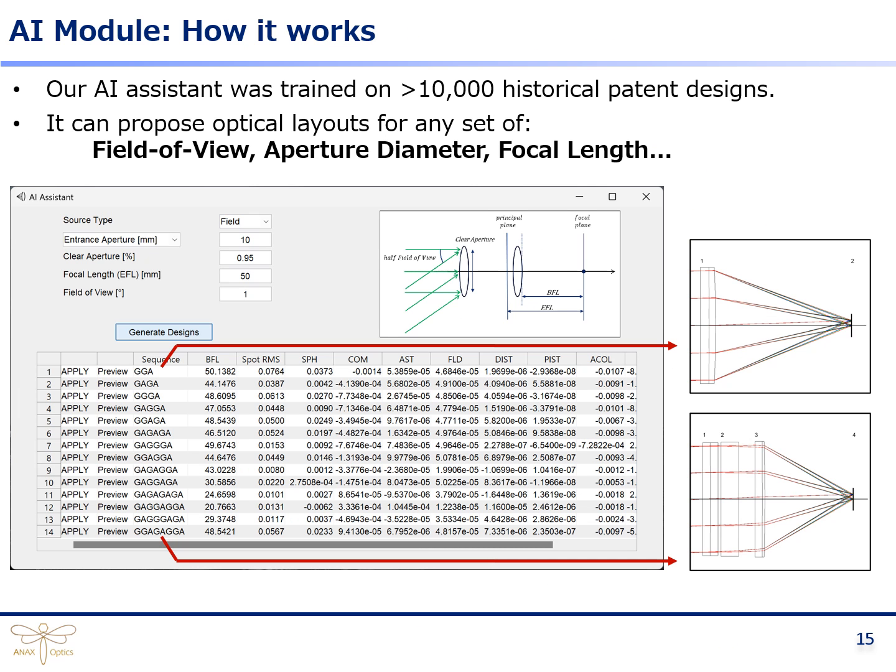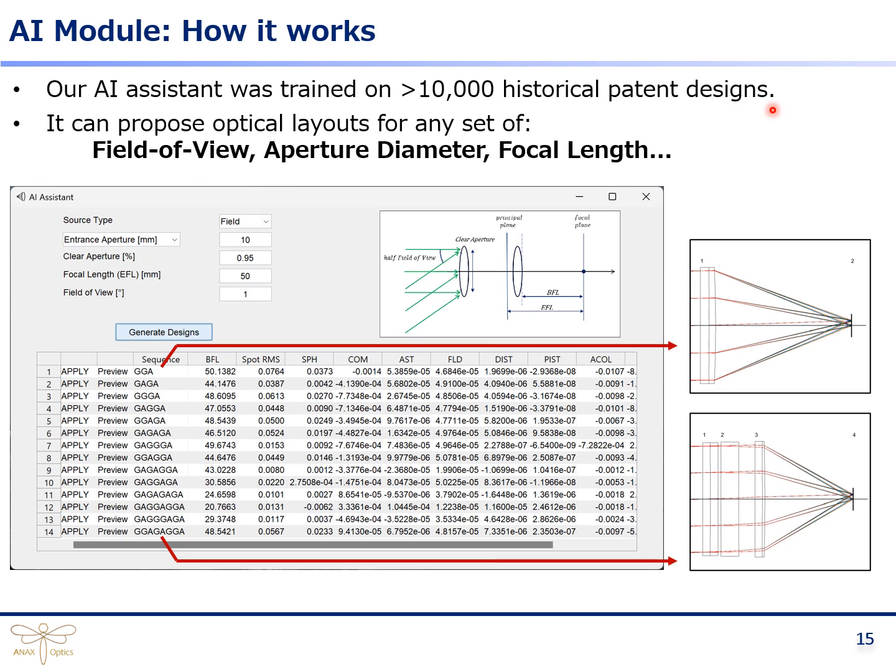The Hyperion AI Assistant module was trained on more than 10,000 historical patent designs. This initial supervised training was then complemented with extensive unsupervised training, where the neural network was coupled with an optical ray tracing algorithm that allowed it to find a good combination when interpolating between these historical patents.